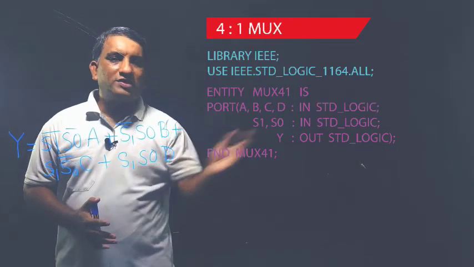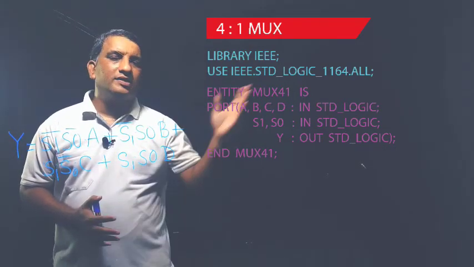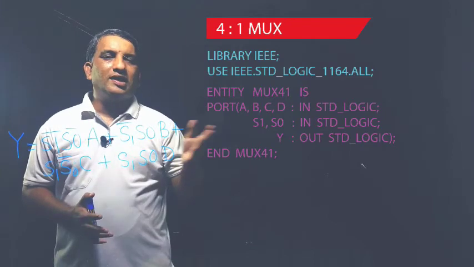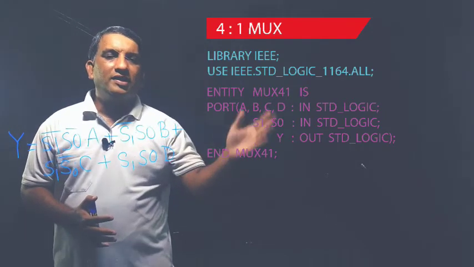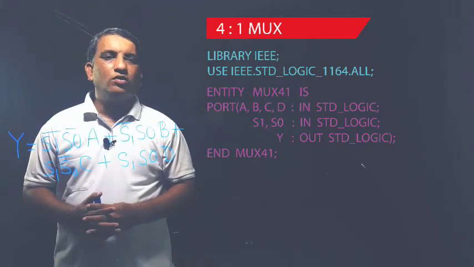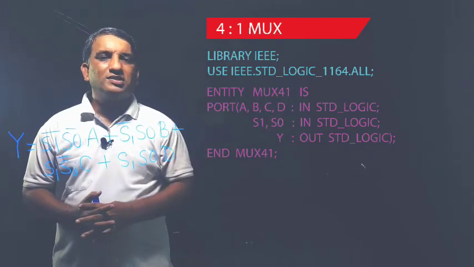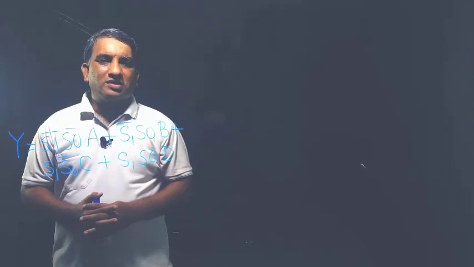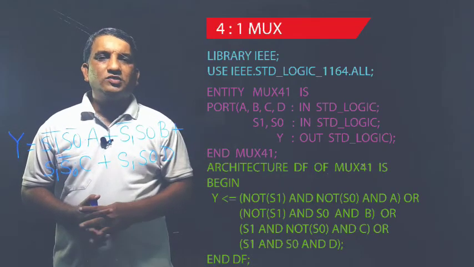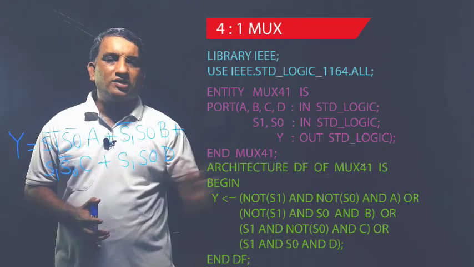So first I will complete the round bracket, then put a semicolon, and then I will end this entity. So I will write the keyword end, and the name of the entity is mux41, and after that I will put the semicolon. Then we have to write down the architecture. So architecture always begins with the architecture keyword.